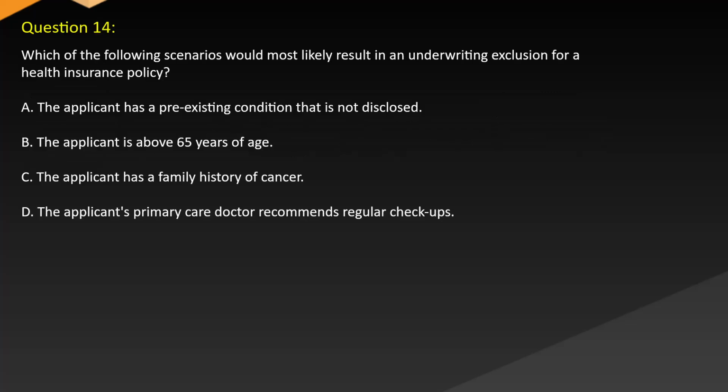Question 14. Which of the following scenarios would most likely result in an underwriting exclusion for a health insurance policy? A. The applicant has a pre-existing condition that is not disclosed. B. The applicant is above 65 years of age. C. The applicant has a family history of cancer. D. The applicant's primary care doctor recommends regular checkups.